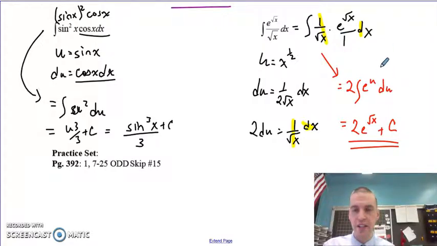I realize I skipped a step there, so I can rewrite that as 2 e to the u plus c, and then I can plug in u, if you didn't see that. So there it is. That is the beginning of U-substitution. We will be doing another day on U-substitution. It does get a little more difficult, but for now this is the, quote, more simple way of doing it, or simple problem. So good luck, and I'll see you in class.